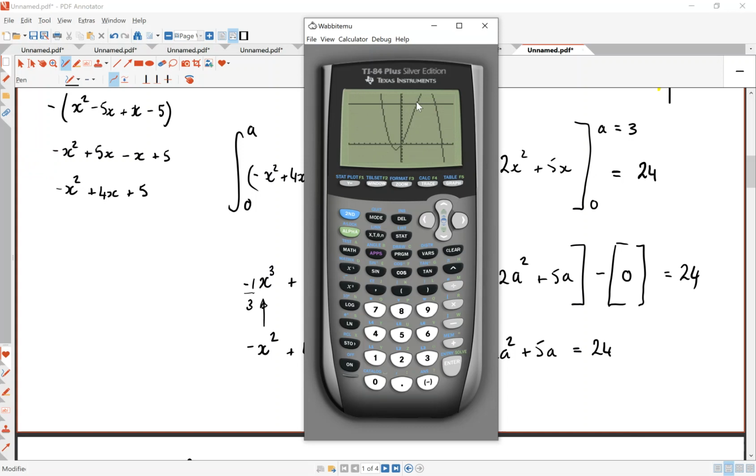This is the crossing. I know I want one. This negative value is not interesting to me. This one was going to be too big, so we just go for the calc intersect again, and then we've got first curve, enter, second curve, enter. The guess is put me to where I want to be, enter, and it'll come up with, eventually, x is 3, so that's the value for a. Same thing we got, so that was the solution.